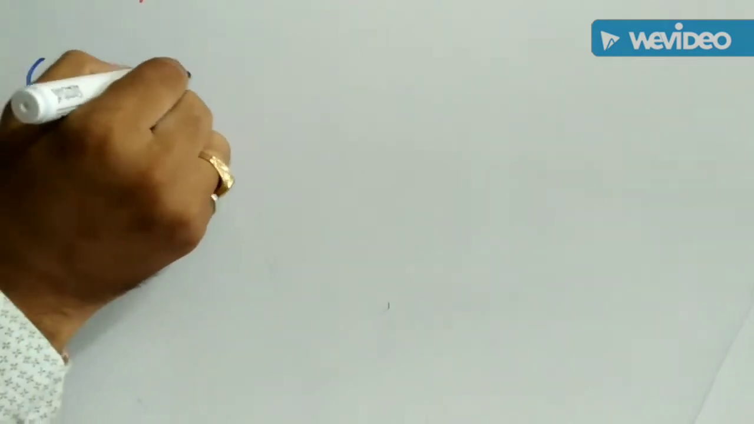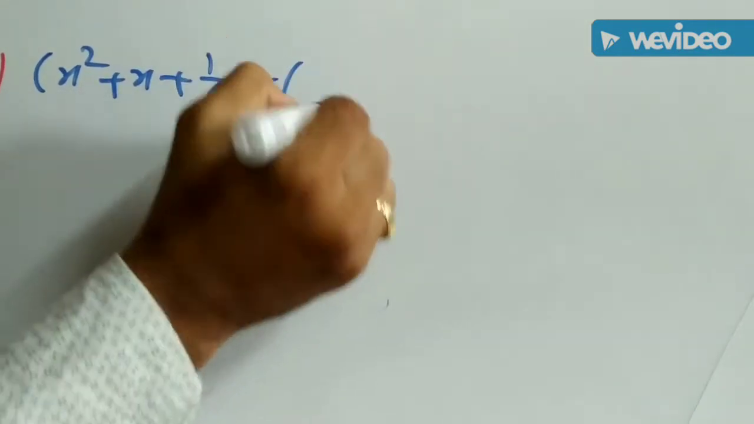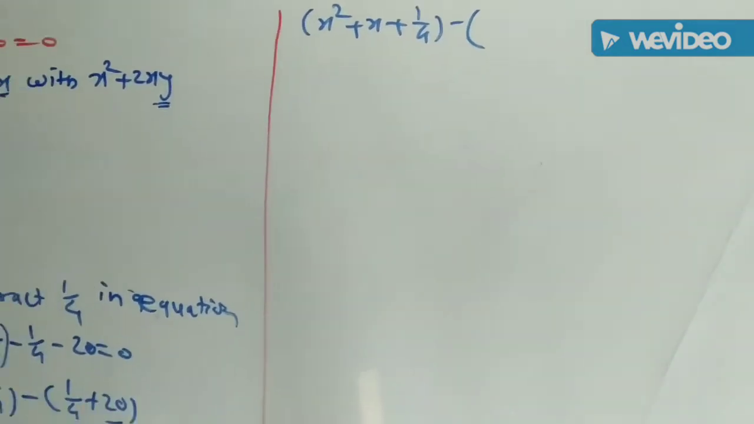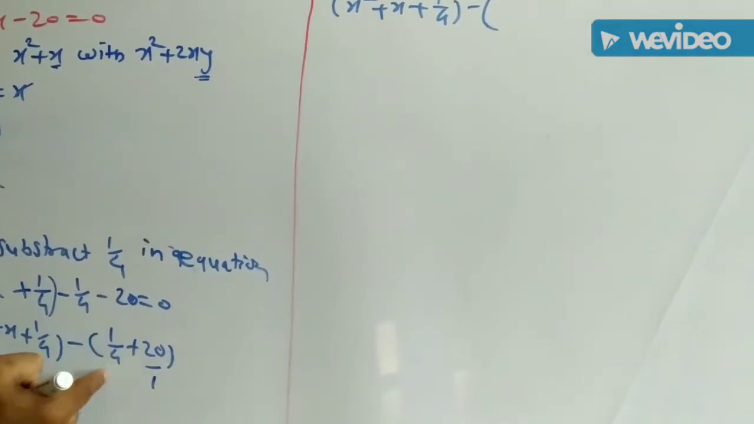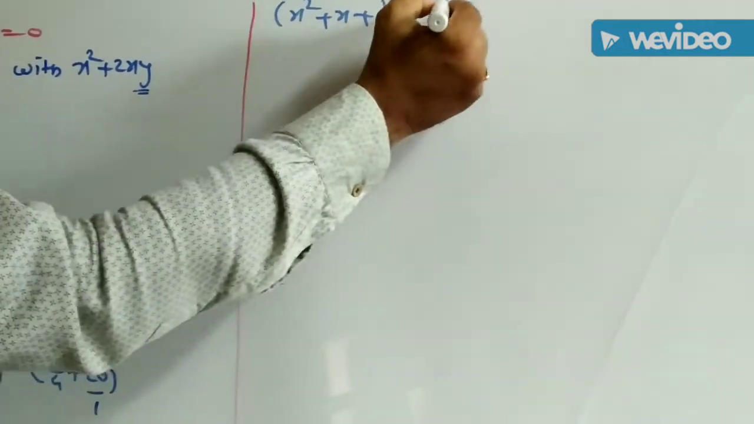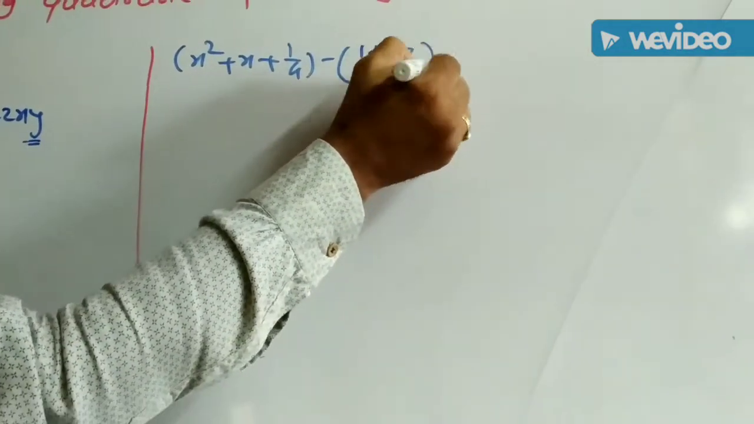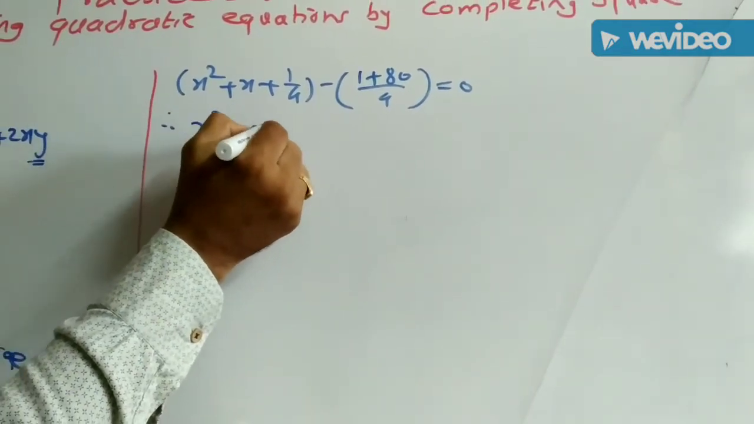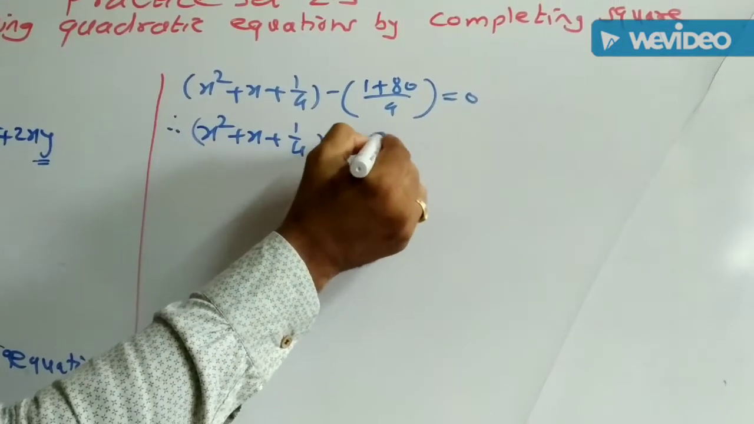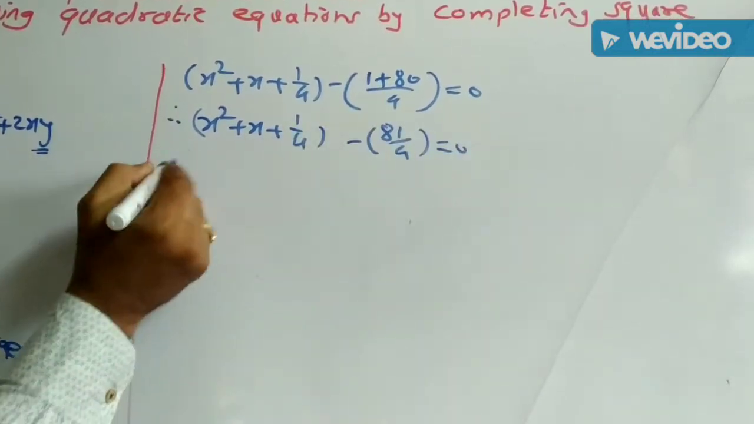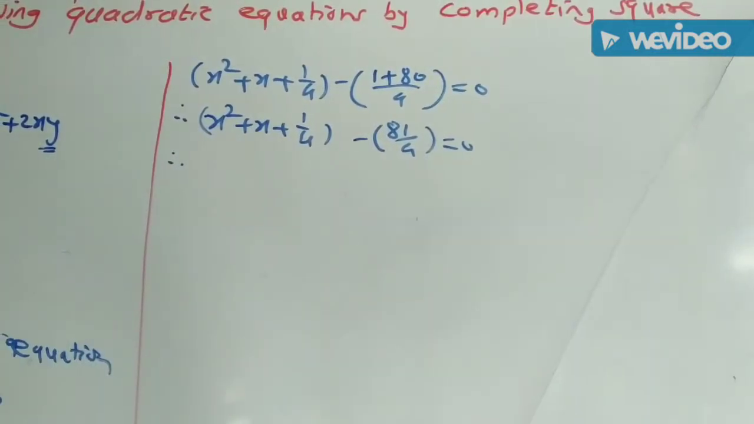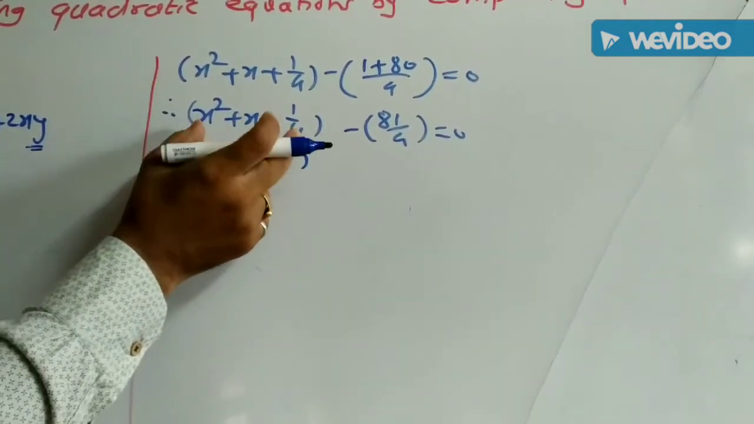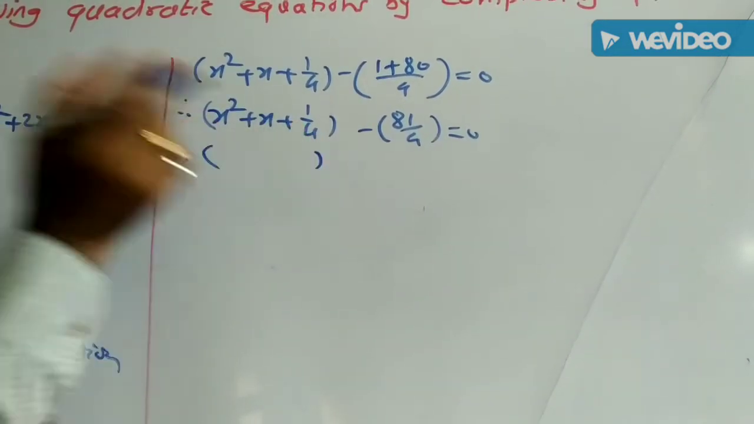x square plus x plus 1 upon 4 minus, solve this, 1 upon 4 plus 20 by taking cross multiplication. 1 times 1 is 1, plus 4 times 20 is 80. 1 plus 80 upon 4 is equal to 0. Now x square plus x plus 1 upon 4 minus 81 upon 4. Now write it in the form of a square minus b square.